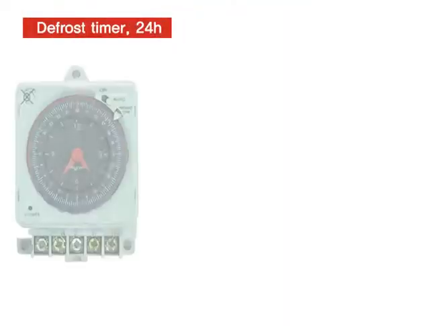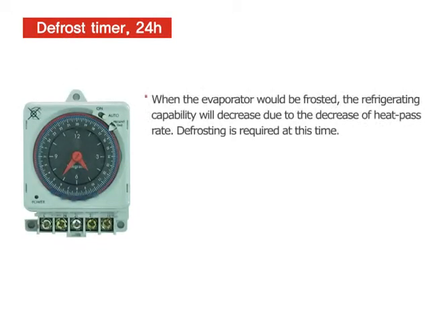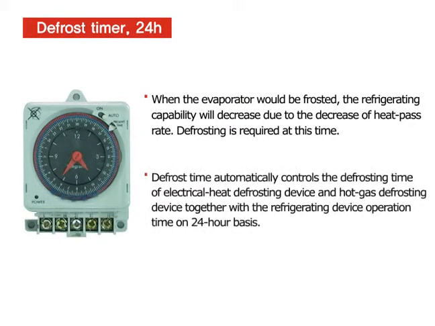Defrost timer, 24 hours. When the evaporator becomes frosted, the refrigerating capacity will decrease due to the decrease of heat pass rate. Defrosting is required at this time. The defrost timer automatically controls the defrosting time of the electrical heat defrosting device and hot gas defrosting device together with the refrigerating device operation time on a 24-hour basis.